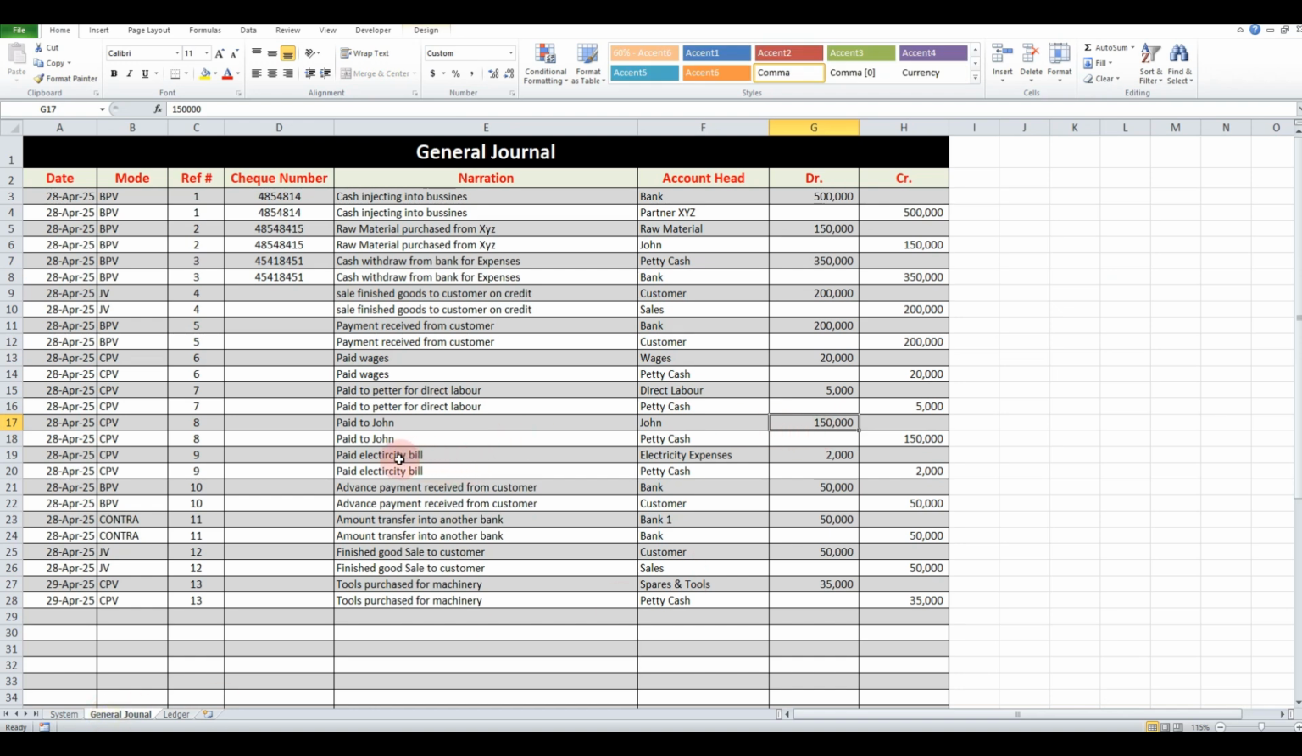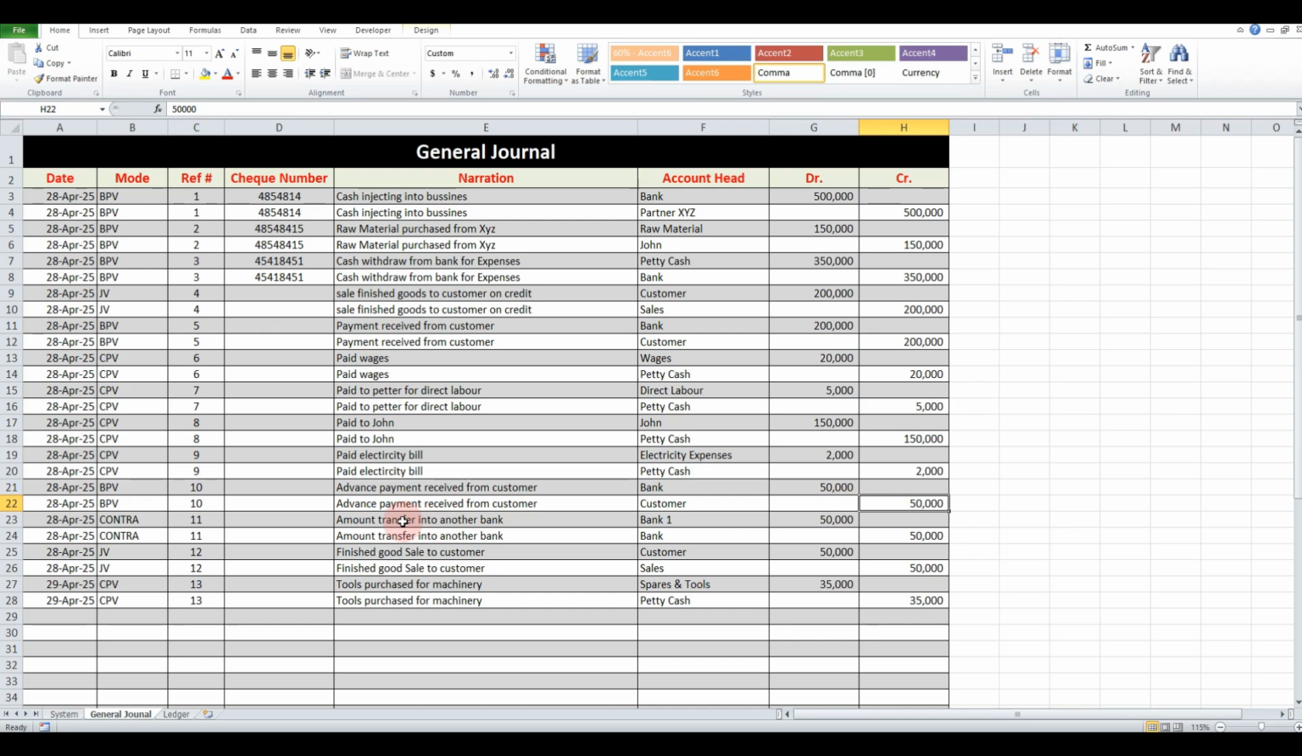Now the ninth entry, I have paid the electricity bill from petty cash. Electricity is an expense account. When an expense account increases, it will be debited, and the asset is credited when it decreases. Now the tenth entry, advance payment received from customer. So bank, an asset account, I have debited, and on the other account, customer is also a current asset account. When a current asset account decreases, it will be credited.